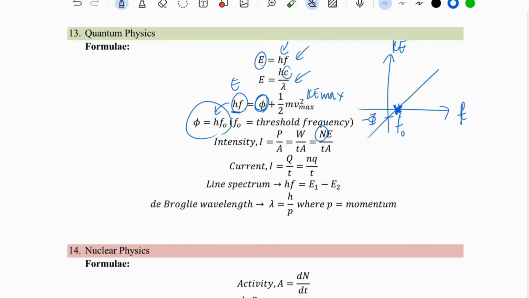This is for photons. Next we have it for electrons, where your current is charge per unit time. Therefore, you can also write it as number of electrons multiplied by elementary charge divided by time.